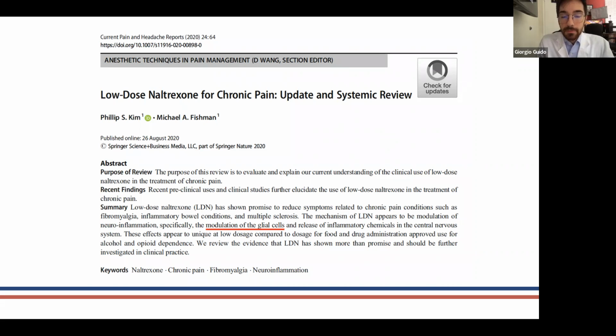But it seems promising. We have also tried to use it in patients who are using gabapentin, but gabapentin doesn't relieve all the pain. So we want to know if low-dose naltrexone can improve the effect of gabapentin as well.